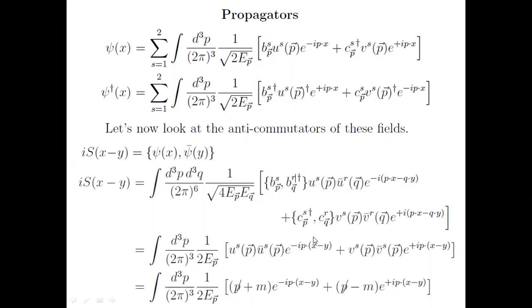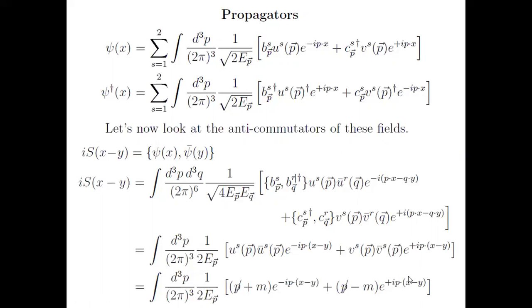When we do this summation, there is an identity which tells us that if u_p^s and u-bar_p^s are summed over, we get p-slash plus m, where p-slash is nothing but gamma^mu p_mu, the contraction of gamma^mu and p_mu. Similarly for p-slash minus m. So if we calculate this quantity, we get this. Now what is the significance of this?